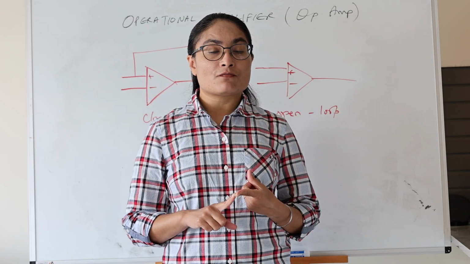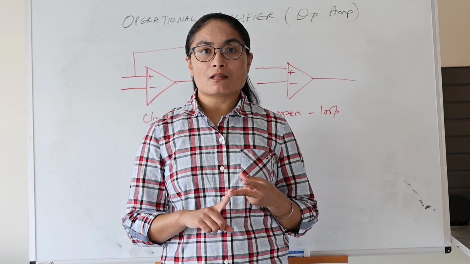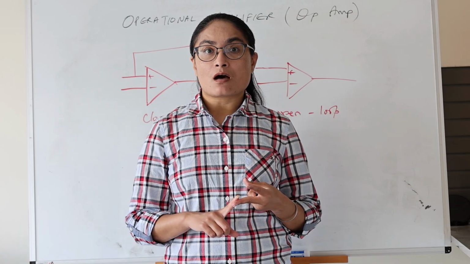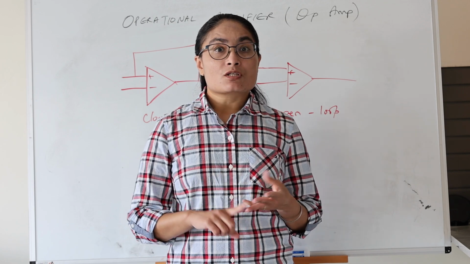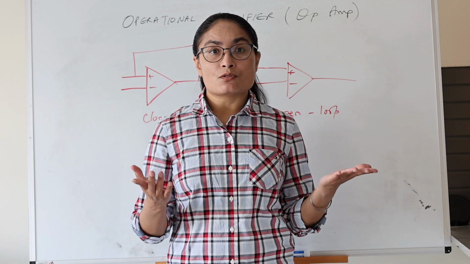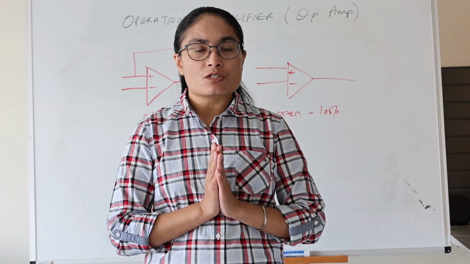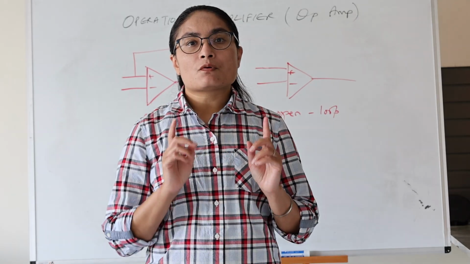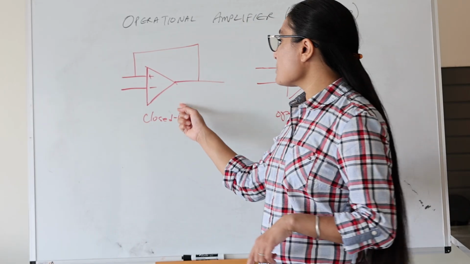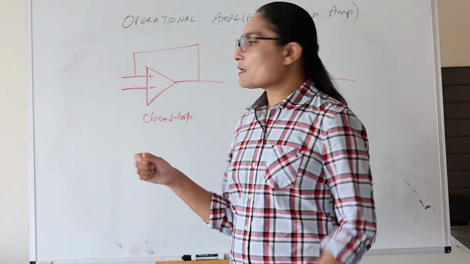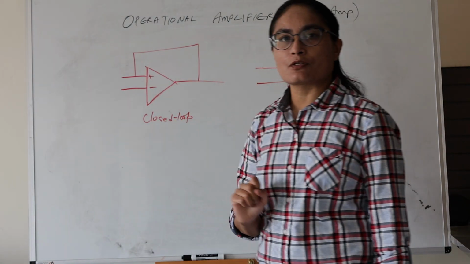One was to do the amplification of the input, and the second one was to do the mathematical operations, such as differentiation, integration, summation, division, difference, and so forth. One thing common amongst these two applications was that we were using op-amps in the closed loop configurations, such as shown here. In the closed loop configuration, we have a feedback that goes from the output to the input.